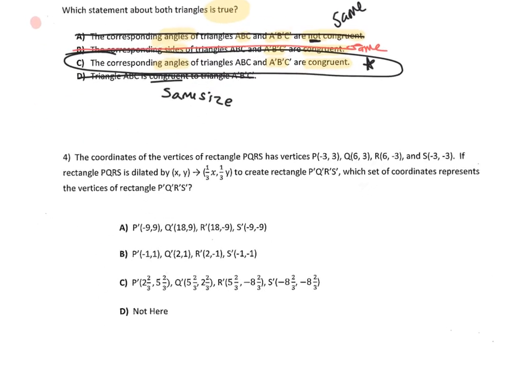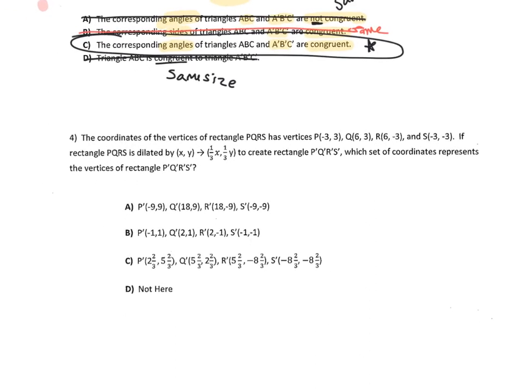Just kidding. Number 4. Go back. The coordinates of vertices of rectangle PQRS are P(-3, 3), Q(6, 3), R(6, -3), and S(-3, -3). If rectangle PQRS is dilated by (x, y) goes to (1/3 x, 1/3 y) to create rectangle P prime, Q prime, R prime, S prime, which set of coordinates represents the vertices of our new image?